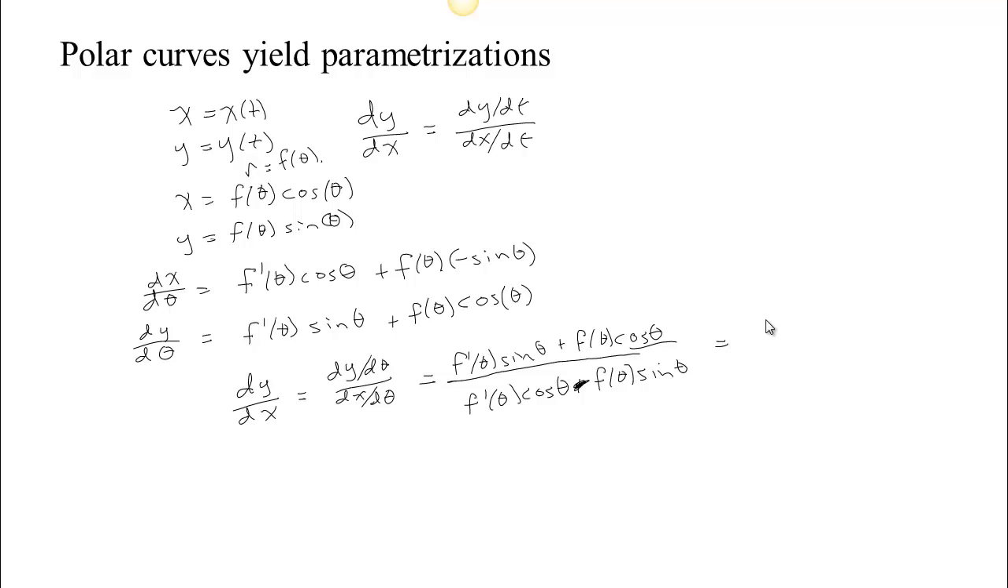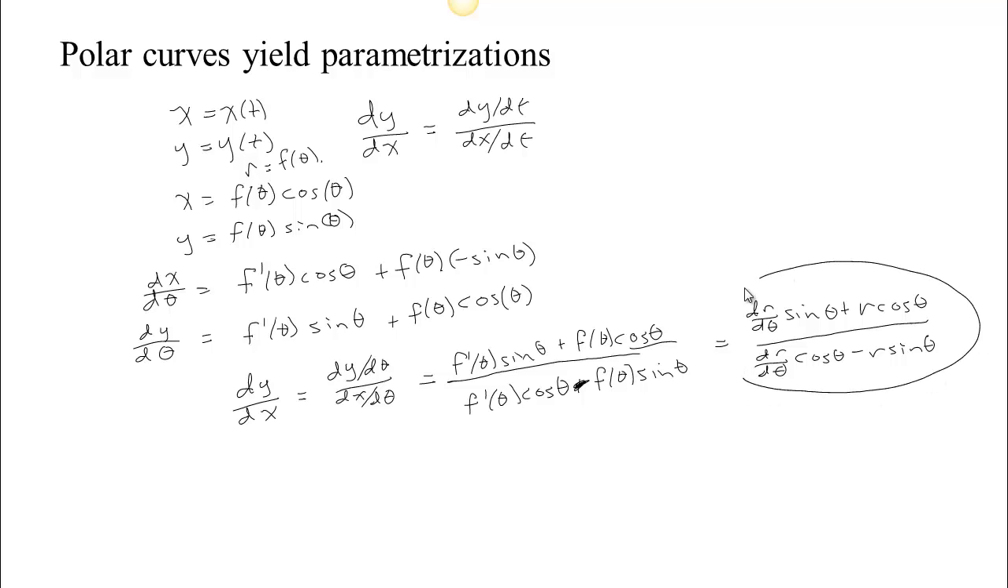Now f of theta was r, so we could also write it this way. It's dr d theta, right, since r is f of theta, dr d theta sine theta plus r cosine theta, all over dr d theta cosine theta minus r sine theta. This gives us the slope of a parametric curve. Let's look at an example of how we could use this formula. So, sorry, it gives us the slope of a polar curve, right? Every polar curve, though, leads to a parameterization, and so that's how we're getting the slope of the curve.